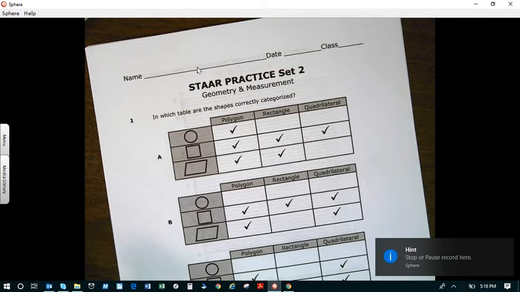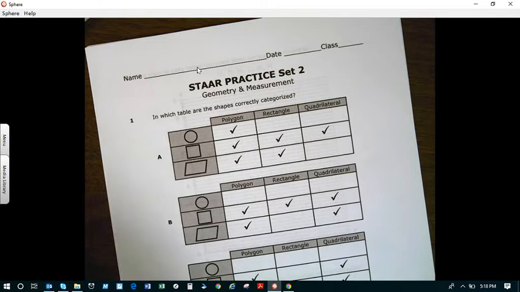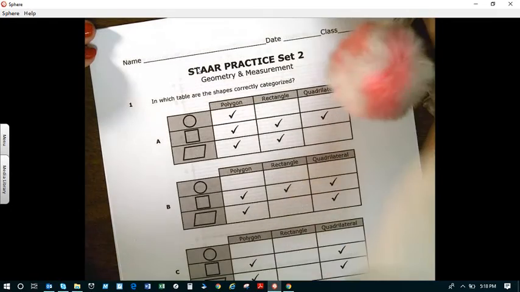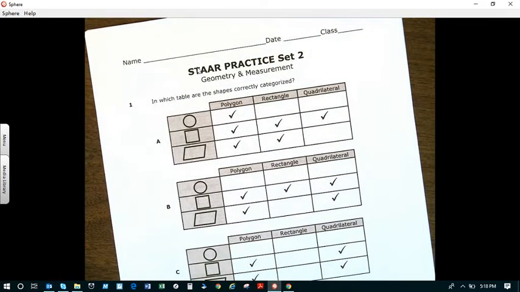Hi everyone. Okay, so this is part 2 of Geometry and Measurement, set 2 again. This is what is due tomorrow. You had to do all 20 problems this whole week, and you got it on Monday, so make sure that you have this ready to go and that you understand it.